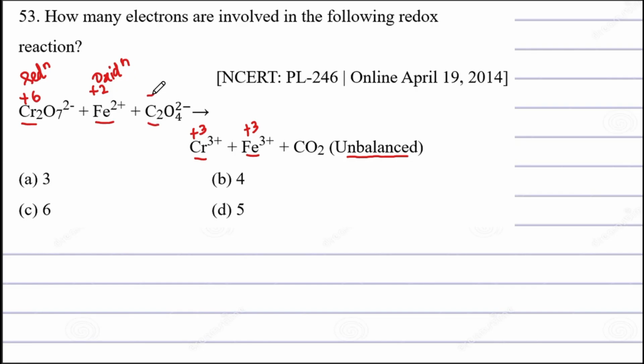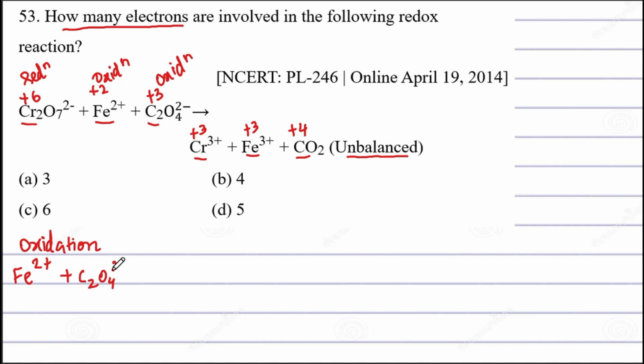Then oxidation state of carbon in C2O4 2- is +3. In product it is changed to +4. So here also oxidation takes place. Two species are undergoing oxidation and one species is undergoing reduction. So let us see how many electrons are involved in this reaction. First, let us write the oxidation half reaction. So Fe2+ and C2O4 2-, both of them are undergoing oxidation. They are converted into Fe3+ and CO2.